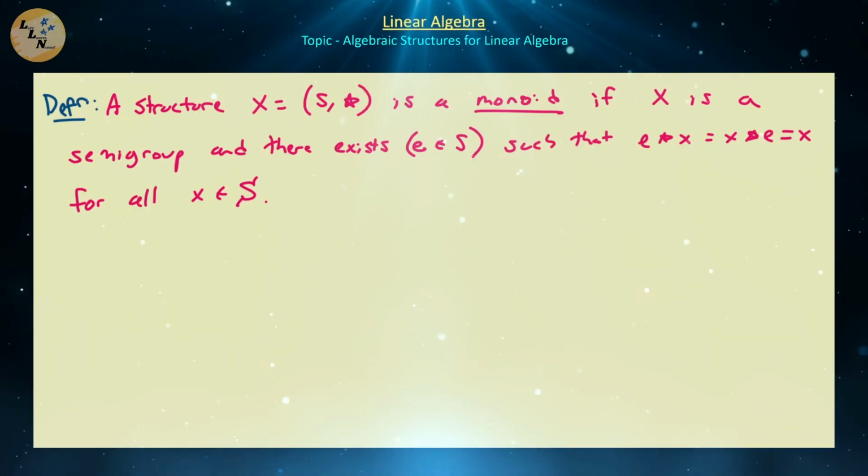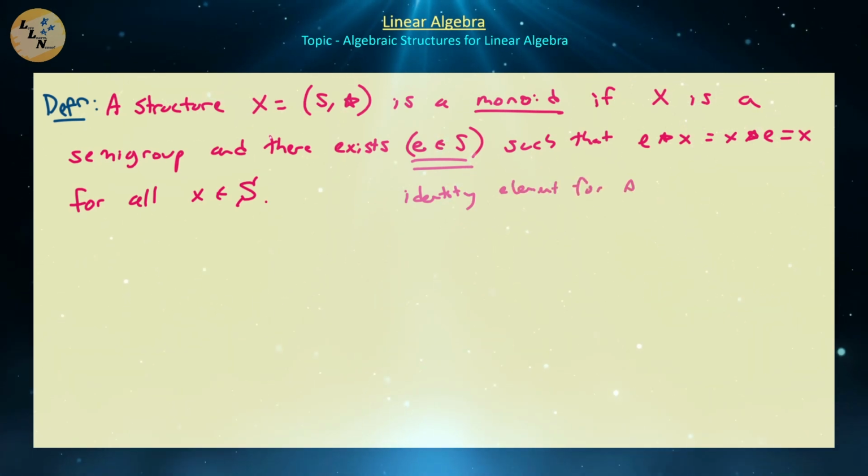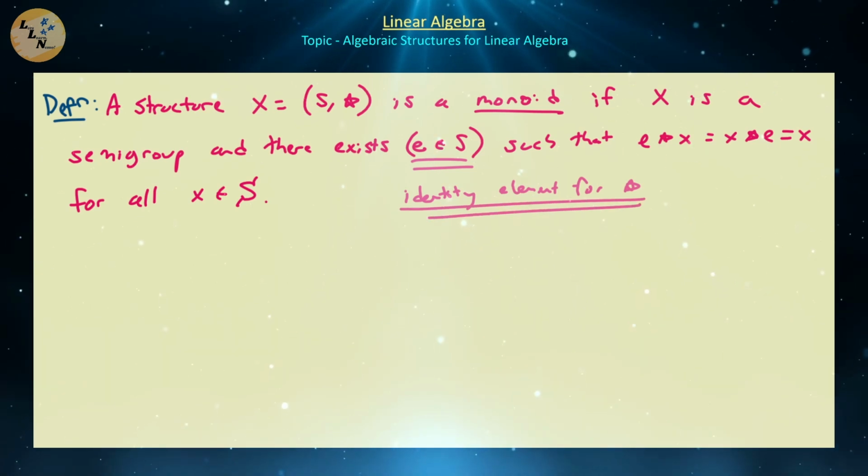Now that we know what a magma is and also what a semigroup is, let's define the next structure in the hierarchy, which is called a monoid. So structure X, which is a structure with a set S and a binary operation star, is called a monoid if X is firstly a semigroup, i.e. it is closed under the binary operation star, and star is associative on S, and this next property: there exists this element E in S such that E star X and X star E are both equal to X, and that has to be true for all X in S. And this element E is usually referred to as an identity element for star, or for S under star.